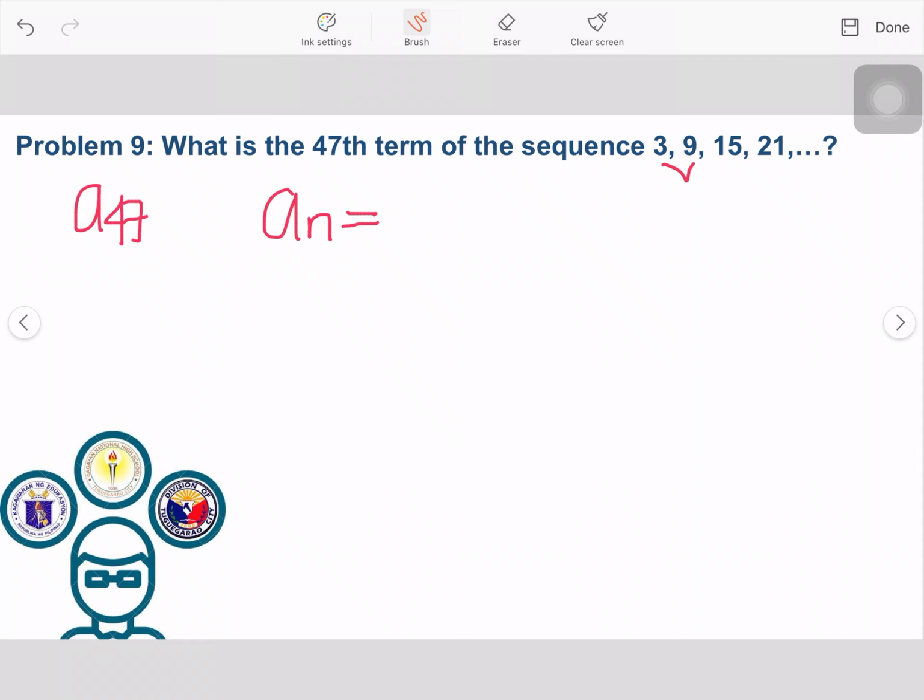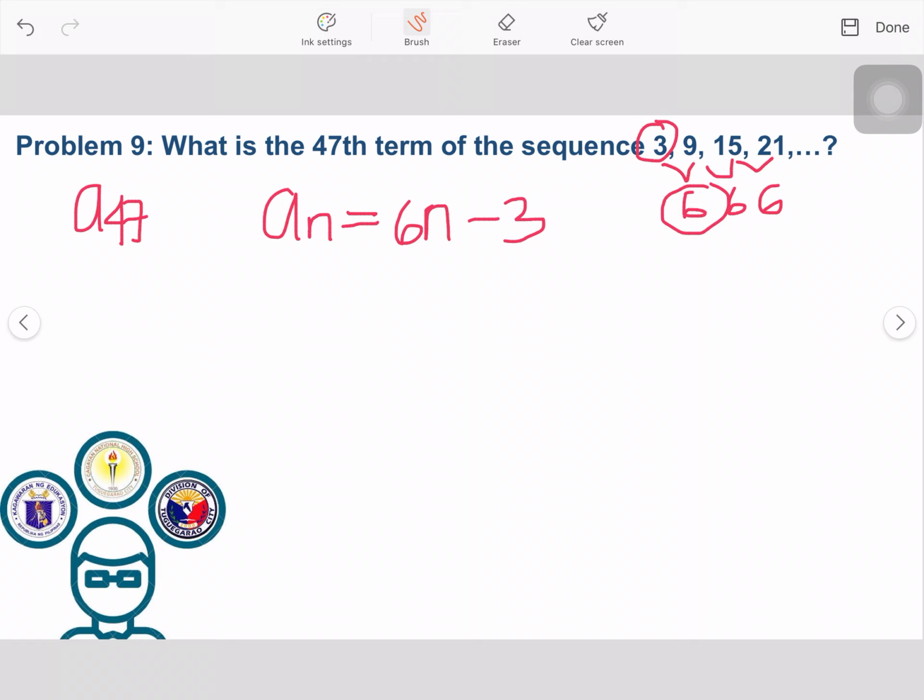That's 9 minus 3 is 6. 15 minus 9 is 6. 21 minus 15 is also equal to 6. So that's a sub n is equal to 6n, and then subtract the first term and the common difference. 3 minus 6 is negative 3. So now I have the explicit form of the arithmetic sequence.